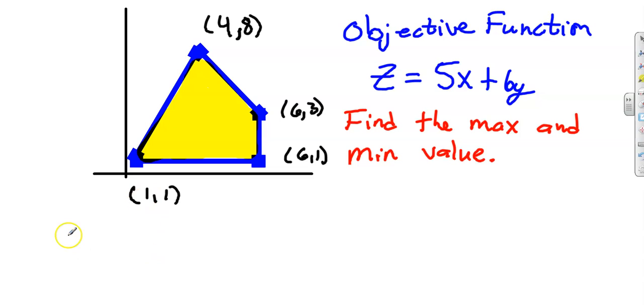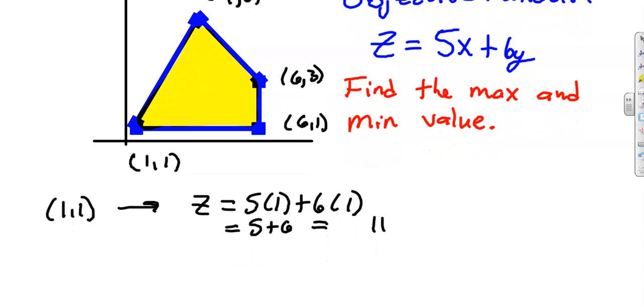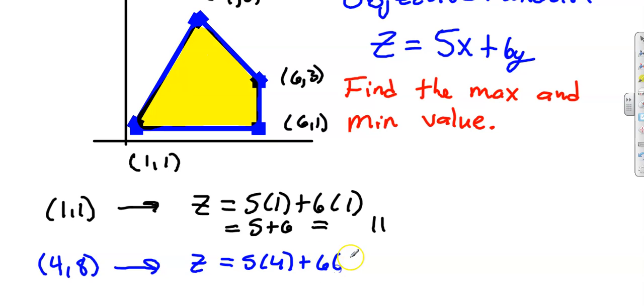Okay, so here we go. We'll take 1, 1 and plug it in and see what you get. With 1, 1, you get basically 5 plus 6. For that one, your z value would be 11. Okay, and there's no particular order you have to go in. Just take one ordered pair and keep plugging in. For this one, you're going to get 5 times 4 plus 6 times 8, or 20 plus 48. That z value would be 68.